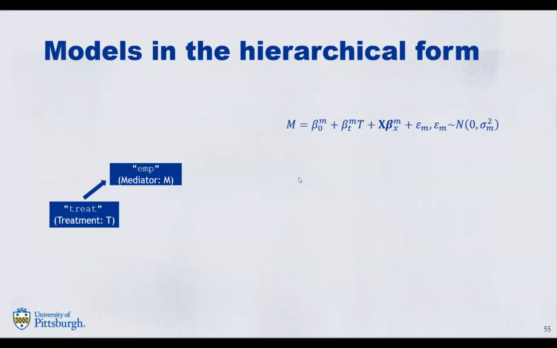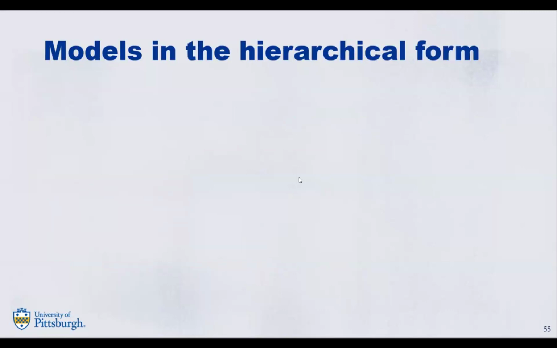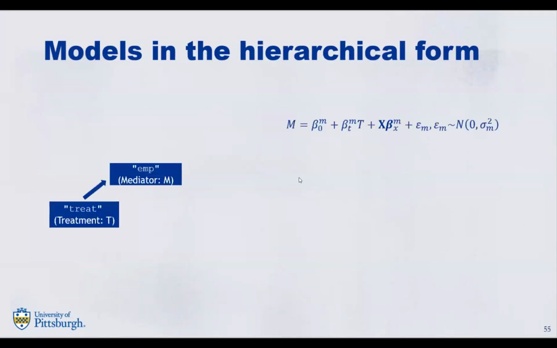And we specify the models in the hierarchical form. We begin from the mediator model. In the mediator model, we regress the mediator on the treatment and the covariates, so that the path from the treatment to the mediator in this hypothesized mediation mechanism diagram can be captured by the coefficient of the treatment in the mediator model.